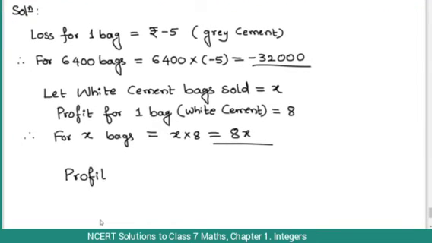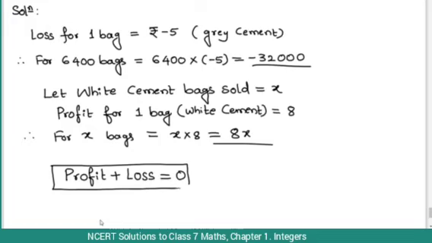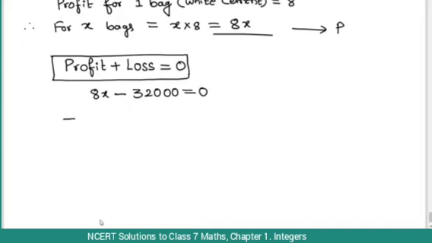Profit plus loss must be equal to 0, because neither profit nor loss means profit plus loss must be equal to 0. This is the given condition. So this is the profit and minus 32,000 is the loss. So 8x minus 32,000 is equal to 0. Then 8x will be 32,000.